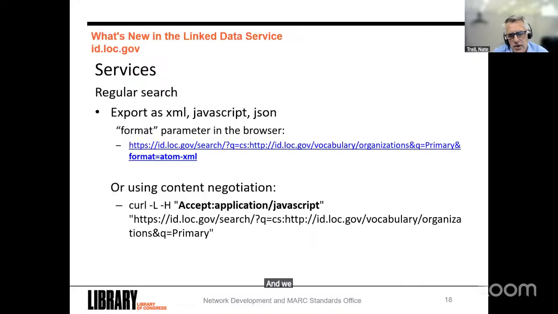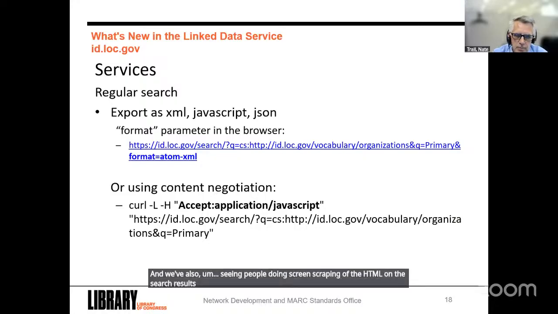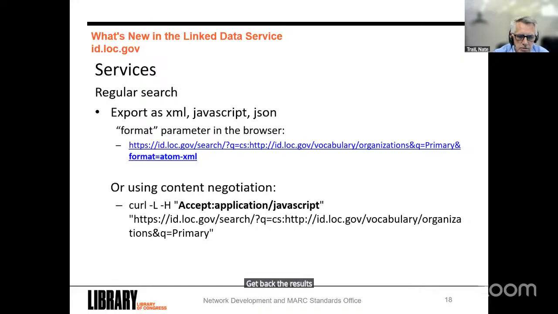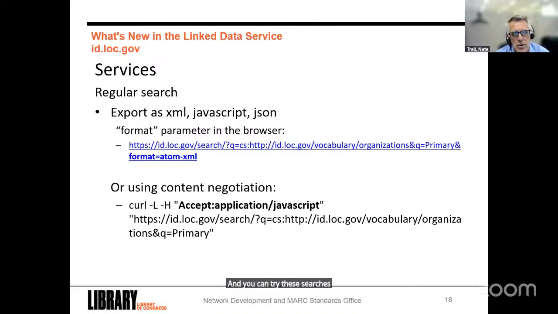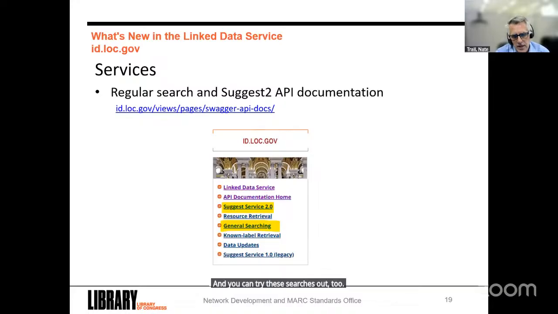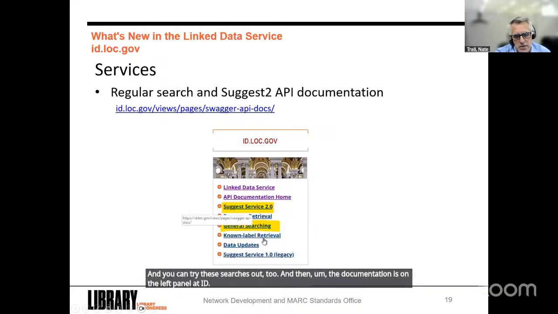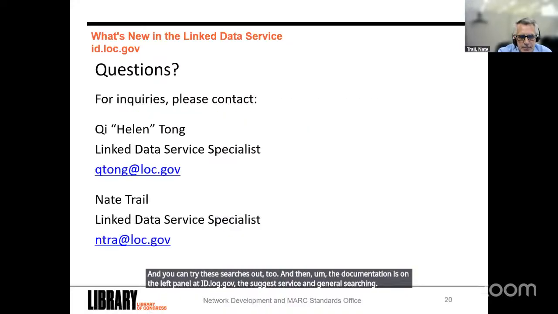And we've also seen people doing screen scraping of the HTML on the search results. So we made sure that you can now get back the results as XML or JavaScript or JSON using either content negotiation or just right in the browser, say format equals Atom XML, Atom JSON, etc. And you can try these searches out too. And then the documentation is on the left panel at id.loc.gov, the suggest service and general searching. And that's it.